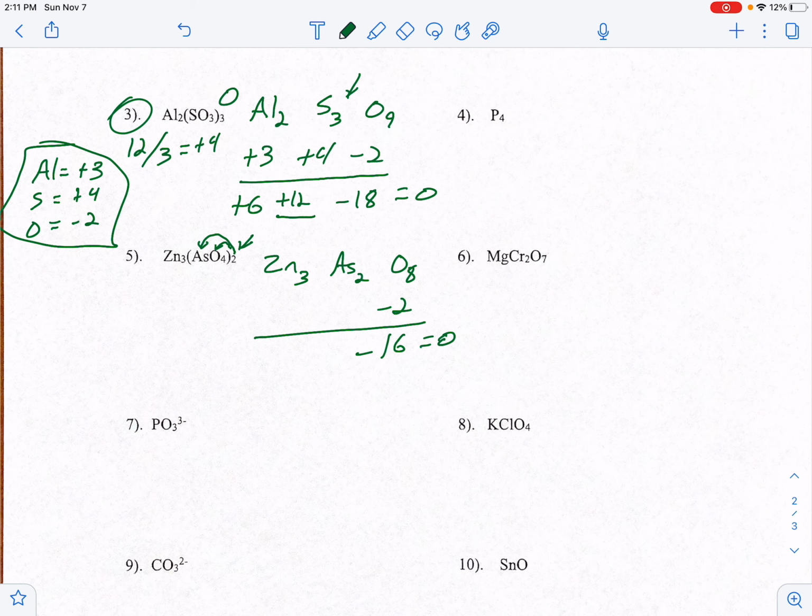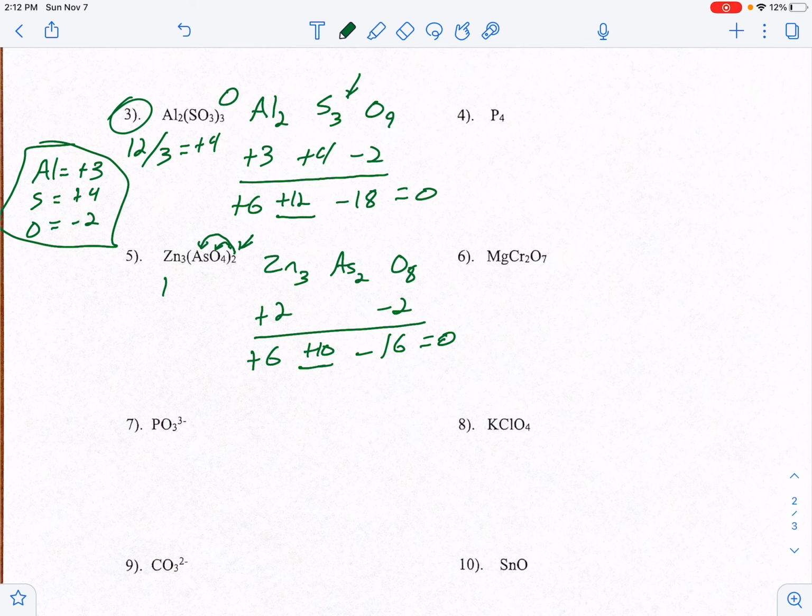Then I'm going to come over to my zinc. If you look up the charge on the periodic table, zinc has a charge of plus 2. Remember, that is one of those transition metals that is always plus 2, and you don't need a Roman numeral. So 3 times plus 2 would give me positive 6. So I need to figure out, 6 plus what, minus 16 gives me 0? If you figure that out, it would be 6 plus 10 minus 16 equals 0.